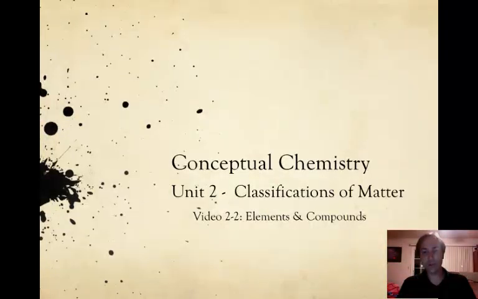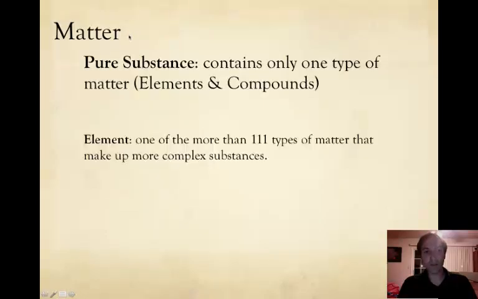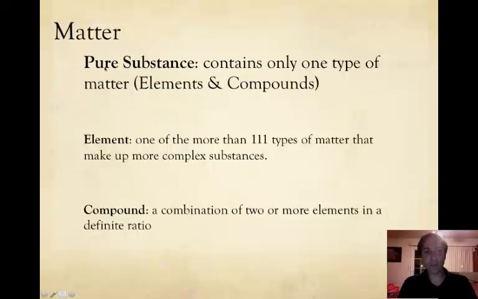Hey guys, this is Unit 2, Classifications of Matter, and we're talking about Video 2-2, Elements and Compounds. In our last video, we defined matter. Matter was defined as something that has mass and volume. Today I want to talk about matter in terms of being a pure substance, something that contains only one type of matter. Really, there's two categories we're going to talk about, elements and compounds.